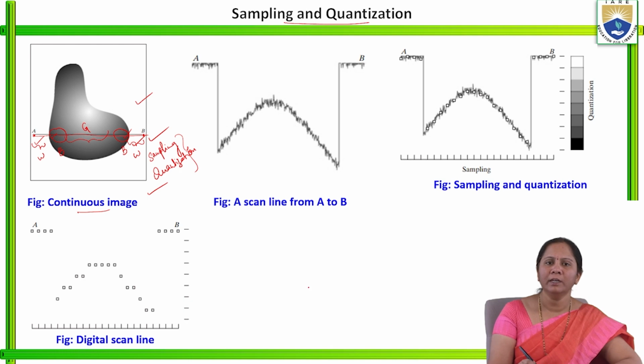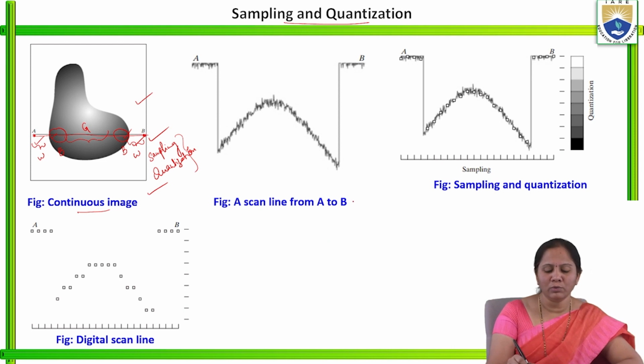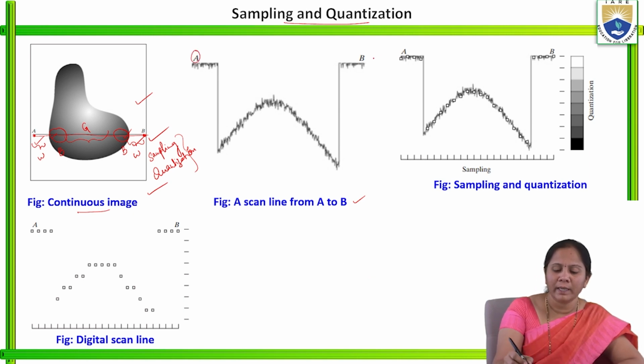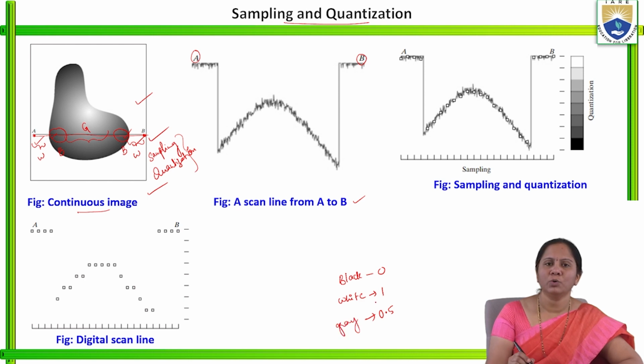by using sampling and quantization. Considering this line segment A and B, we are going to draw a scan line. If we observe this figure, here are the 2 points A and B. As we have discussed previously, generally if the color is black, it will be indicated as 0. If the color is white, it will be indicated as 1. In between 0 and 1, we have 0.5, which shows the value of gray, and the values in between these ranges will be the shades of black and white.